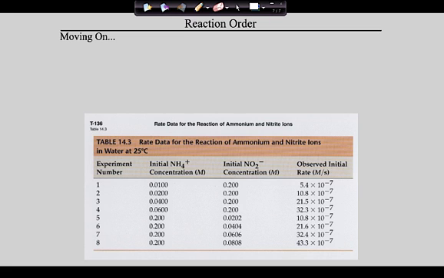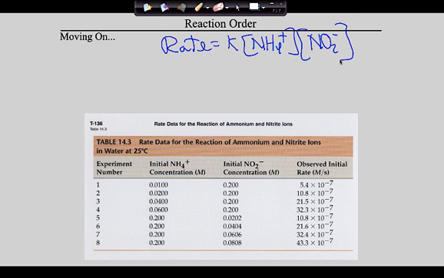Okay, so guys, using the data that's in this table, we are now going to solve for the value of k. So let's talk about this before we get going. We've got rate is equal to k times the concentration of NH4+ times the concentration of NO2-. So in order to solve for k, we need to know the rate and we need to know these two concentrations.